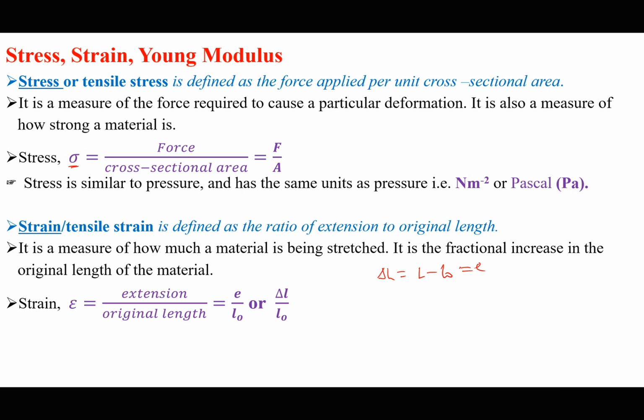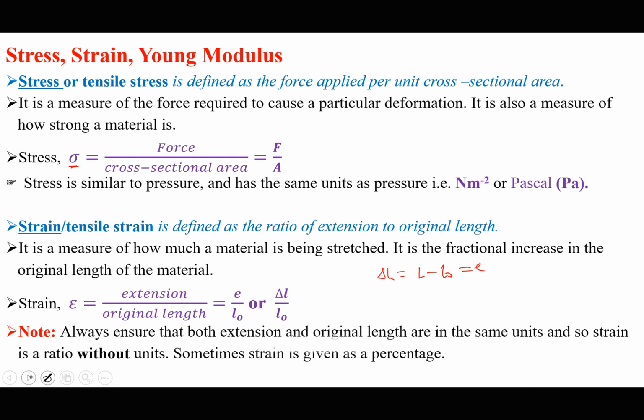So I want you to always note that both the extension and the original length are going to be in the same unit in order for us to compare and obtain the fractional increase. We cannot obtain the fractional increase without ensuring that the extension and the original length are in the same units. Therefore, you need to note very carefully that the extension and the original length should always be in the same units.